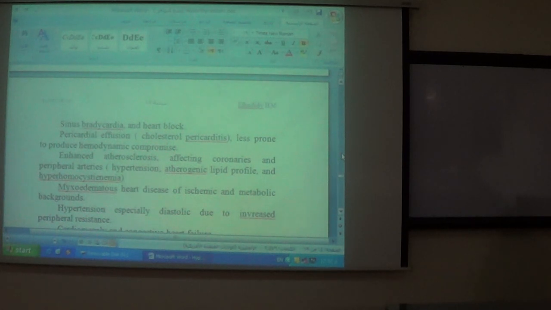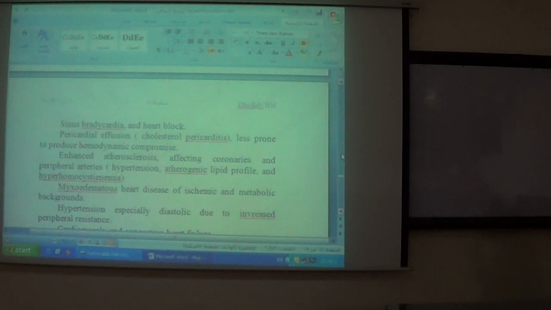Pericardial effusion can occur in many other conditions, commonly TB, uremia, infection, amoeba, and many other causes. This is another name for pericardial effusion with hypothyroidism. It may be etiopathologically related to the deposition of cholesterol. No more. Interestingly, I have to remember that it rarely produces cardiac tamponade.